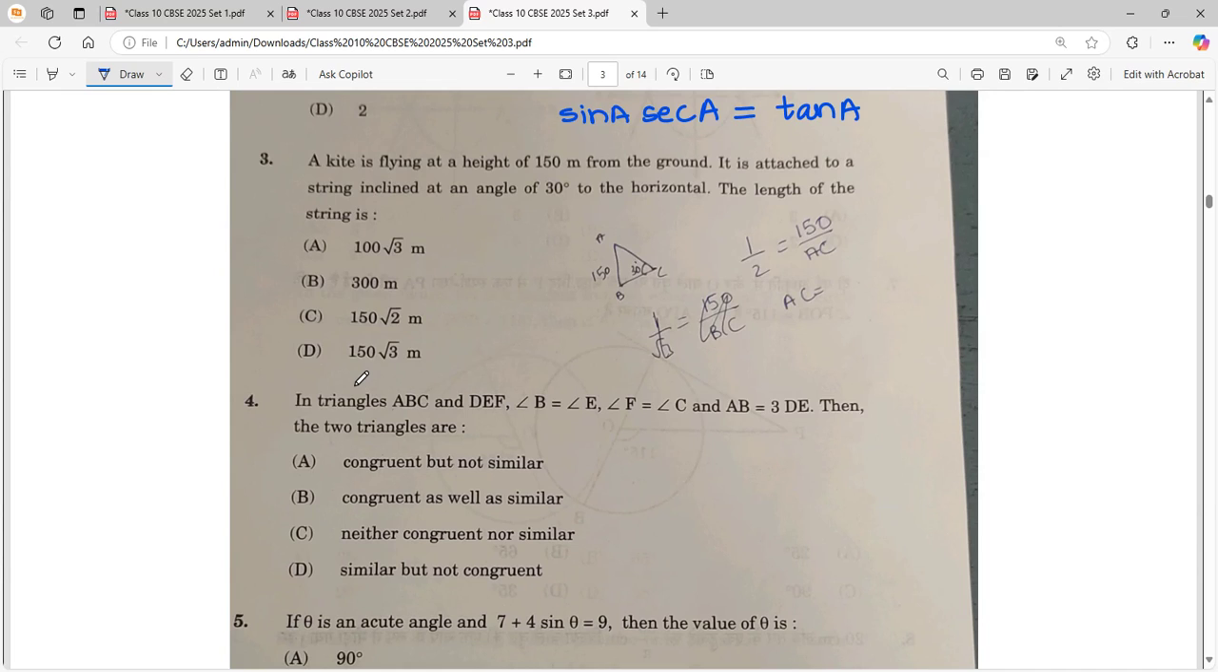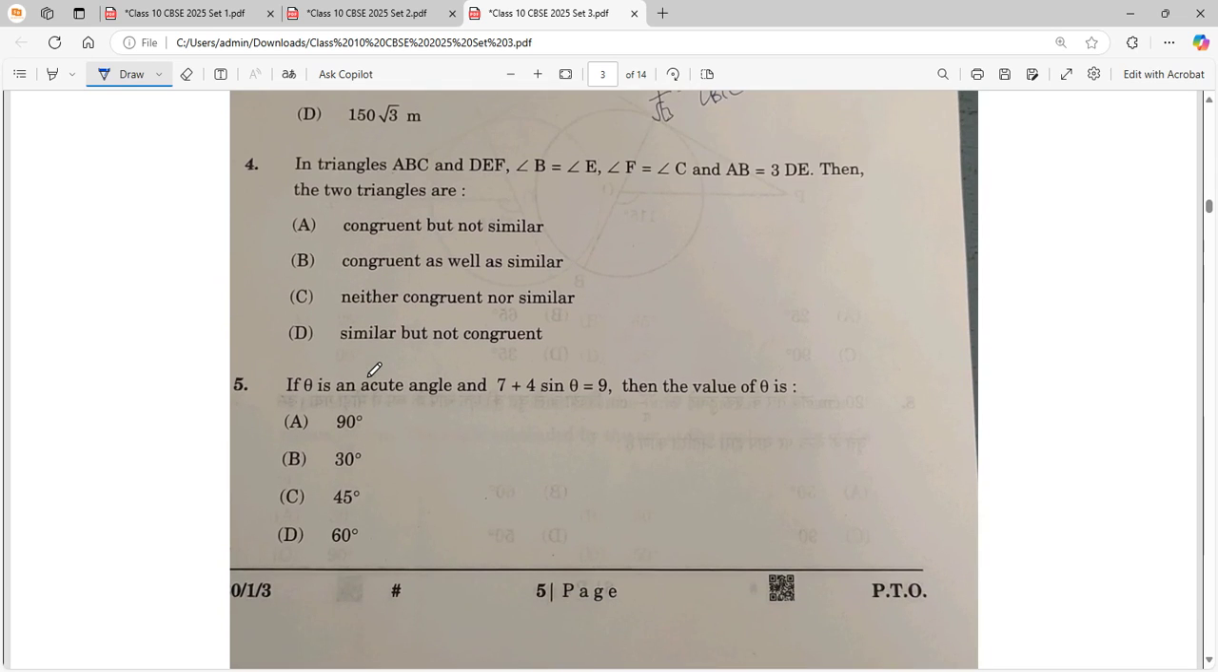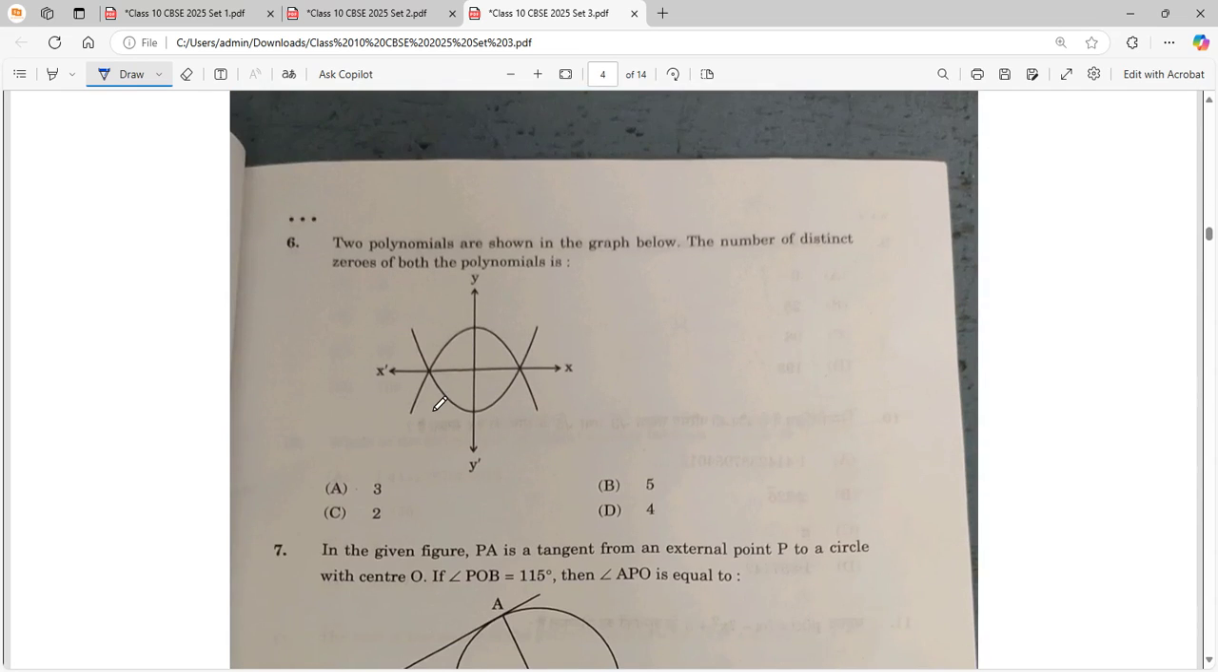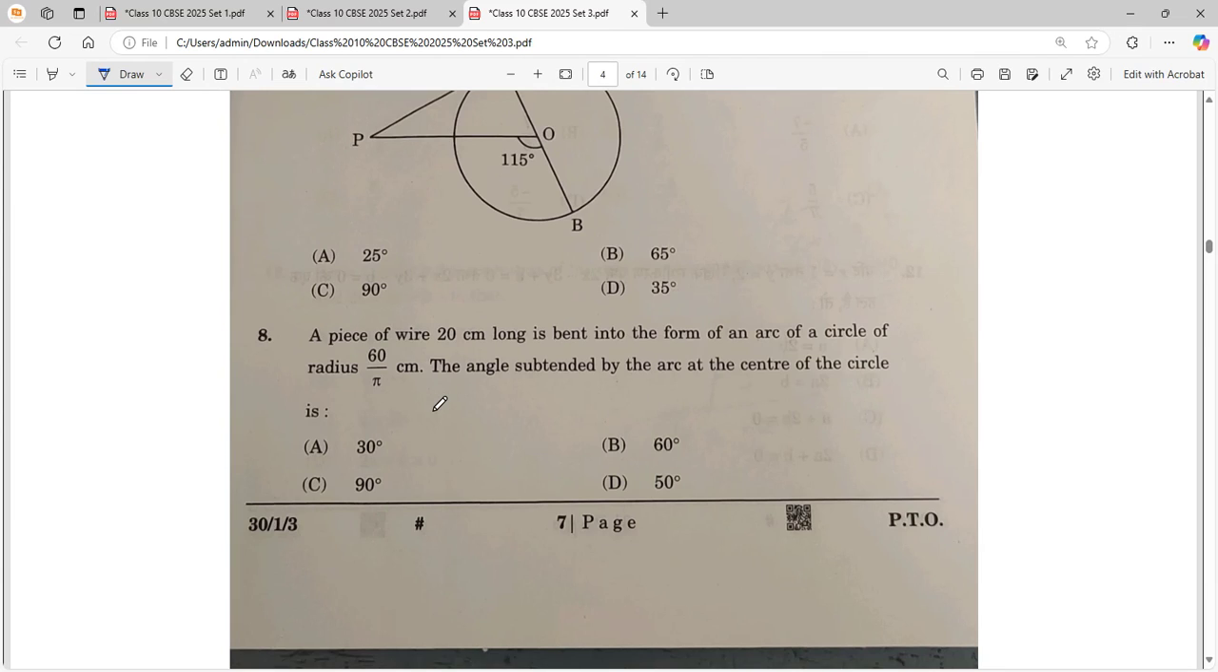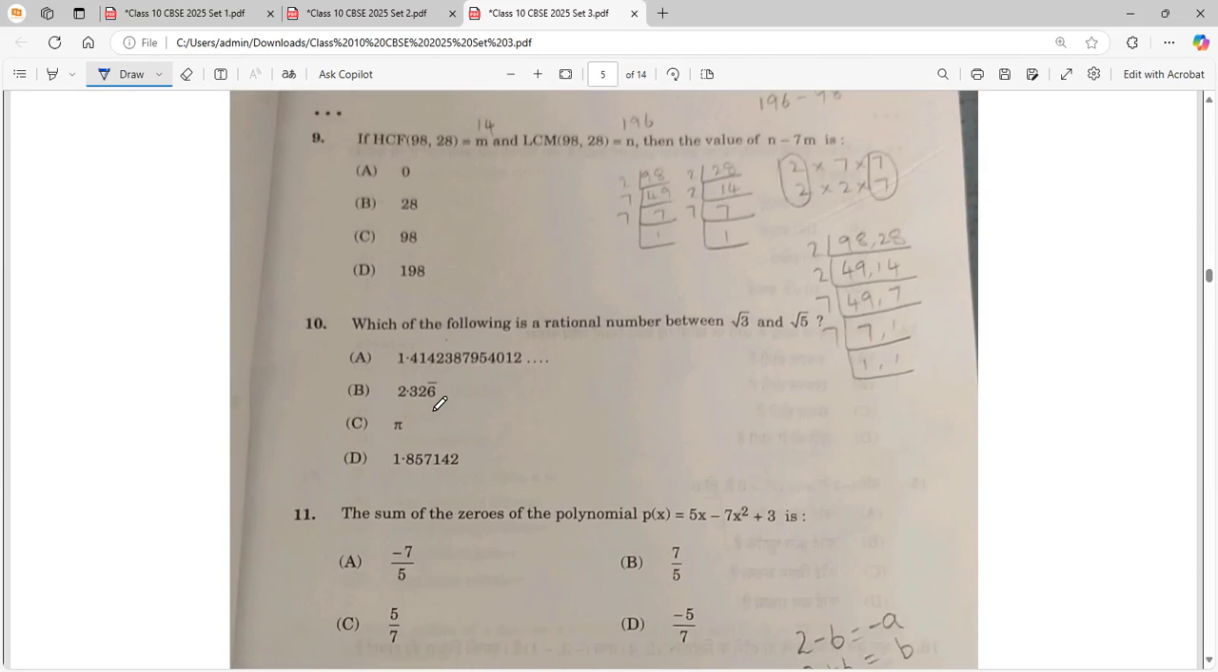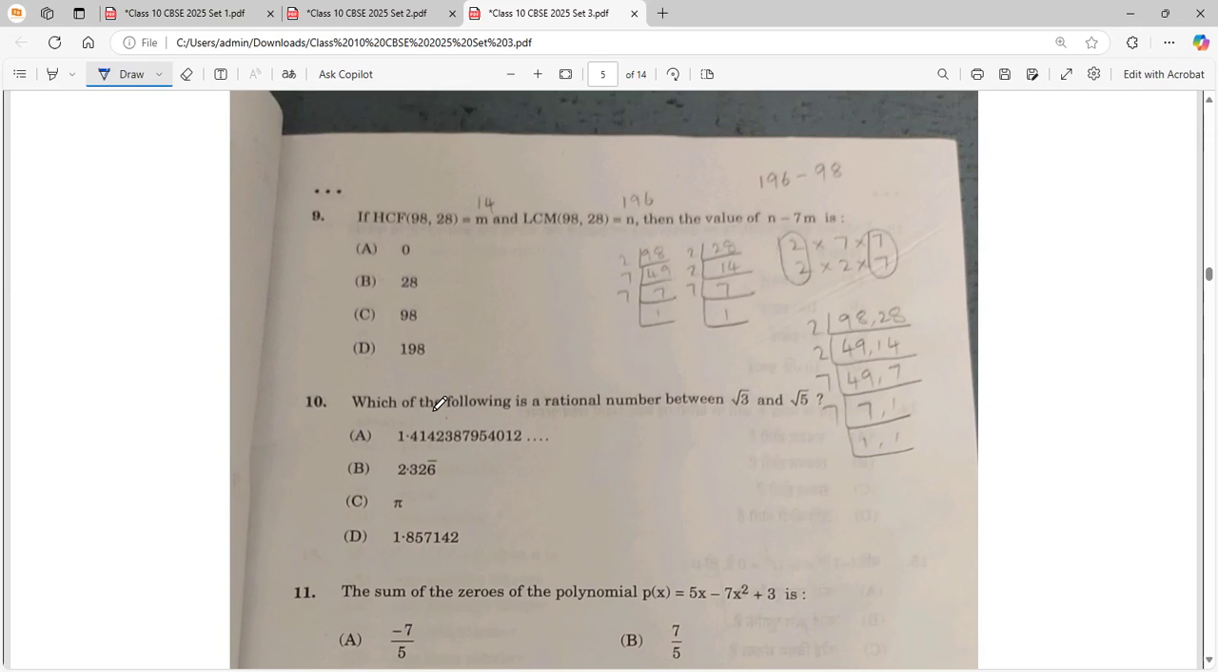Kite is flying at a height of 150 meters. We have already done this question in one of the previous sets. Question 4 is also already done. Question 6 is also already done. Question 8 is already done. Question 9 is already done. Question 10 we have already done.